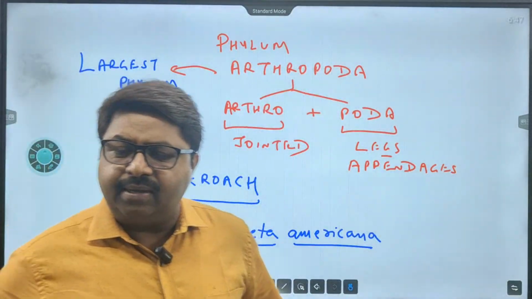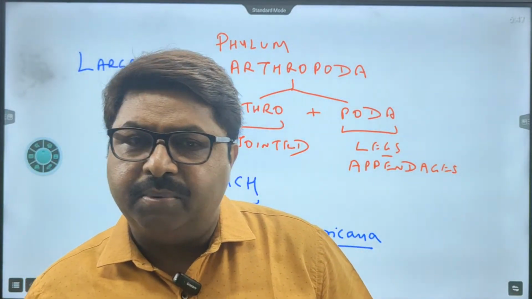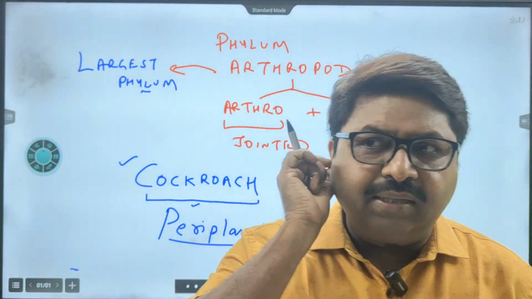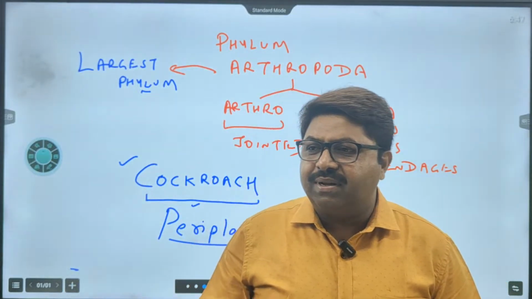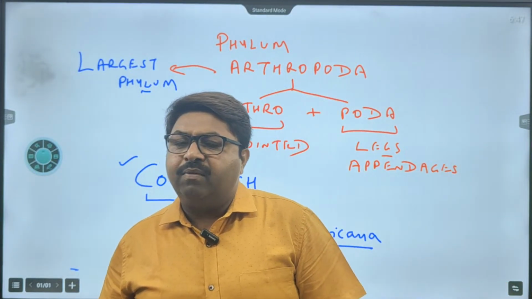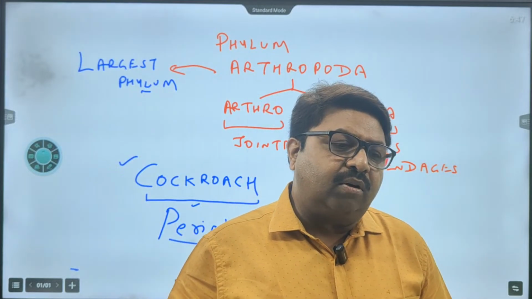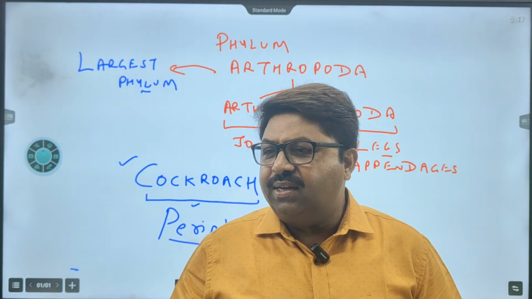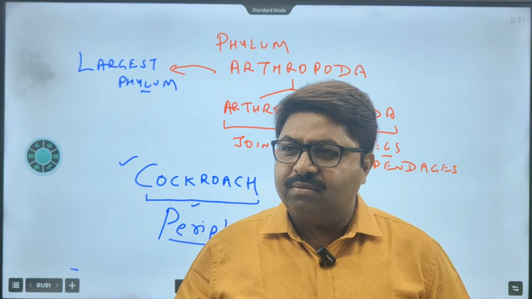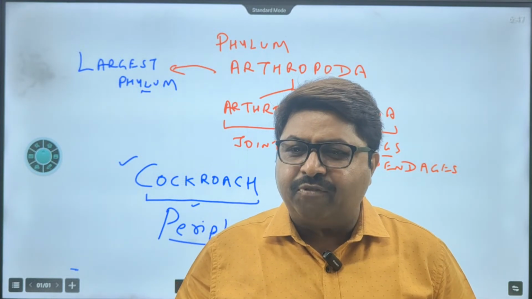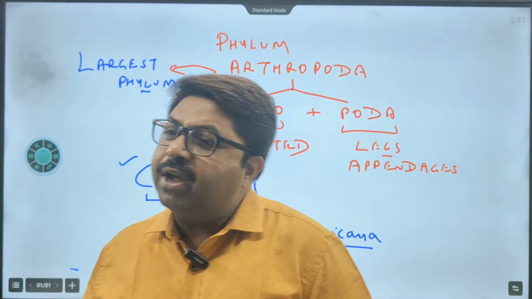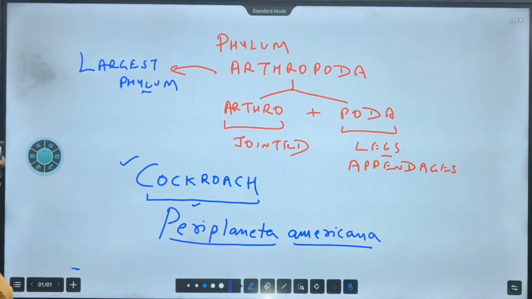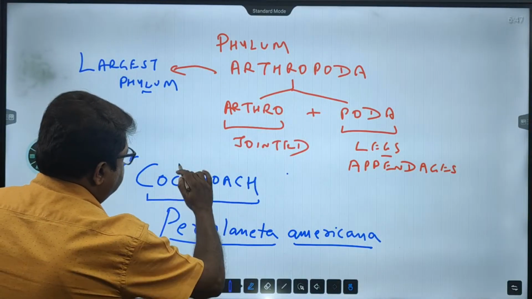Initially, this particular topic has been deleted from your syllabus. Otherwise, in the 7th chapter called Structural Organisation in Animals, we had to study 3 particular organisms: earthworm, frog, and cockroach. So you have got only frog right now. But we are going to have some idea about this particular arthropod, especially cockroach.